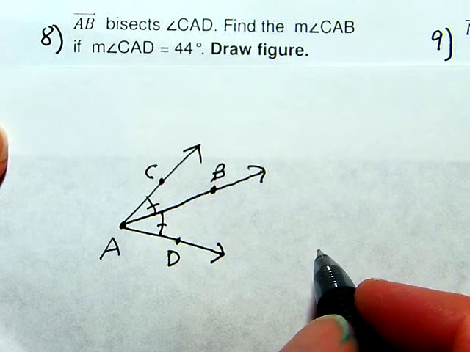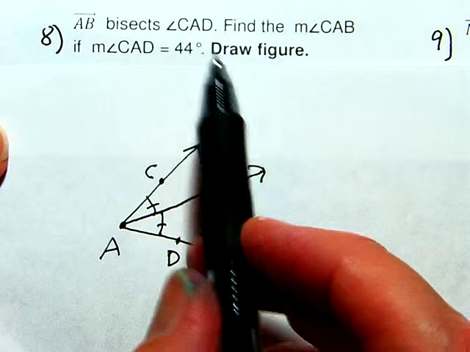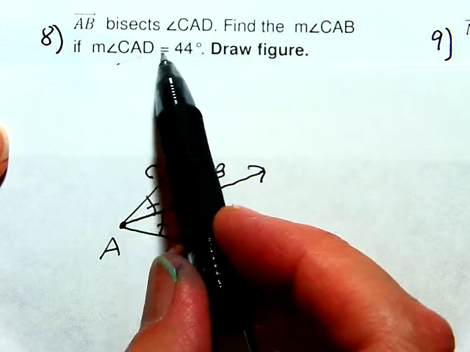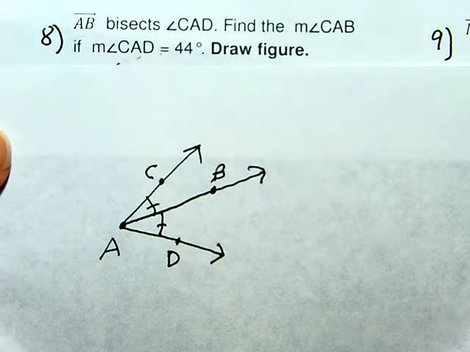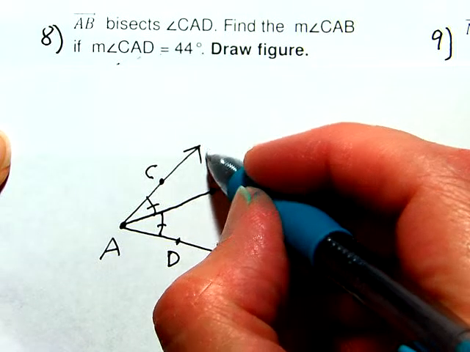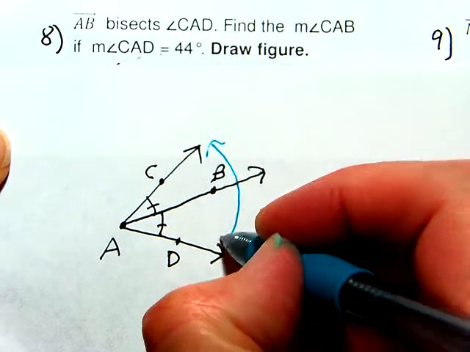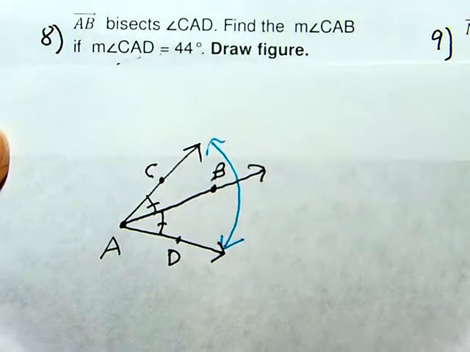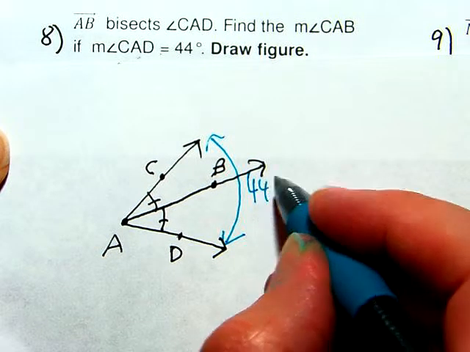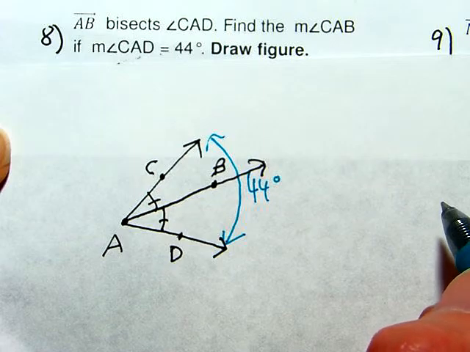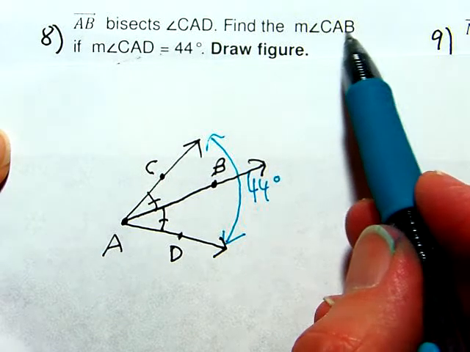Now we're given some of the measurement. We're told that CAD, the measure of angle CAD, is 44. So CAD is this whole thing. Okay, CAD is this whole angle. And we're told that that is 44 degrees. Okay. That whole thing is 44 degrees. We're asked to find CAB.